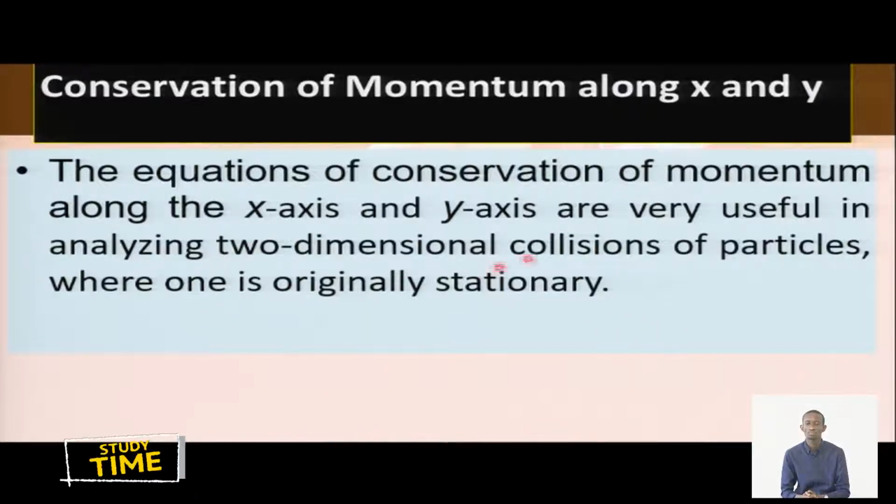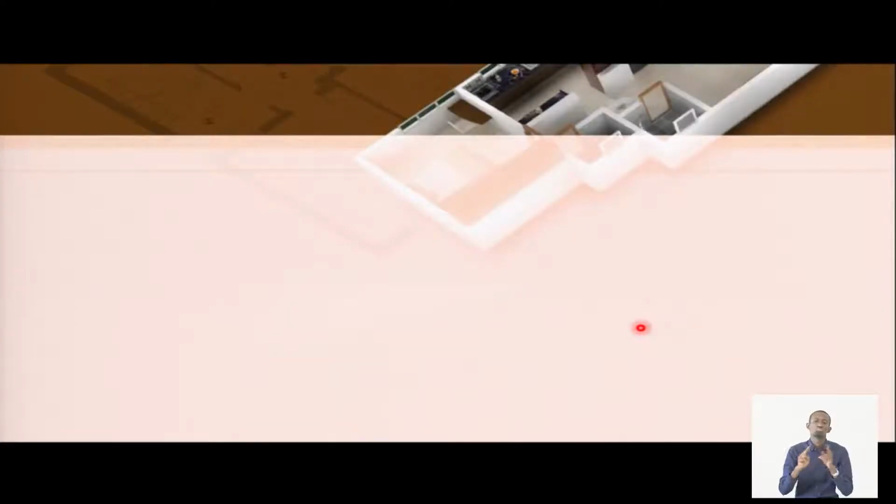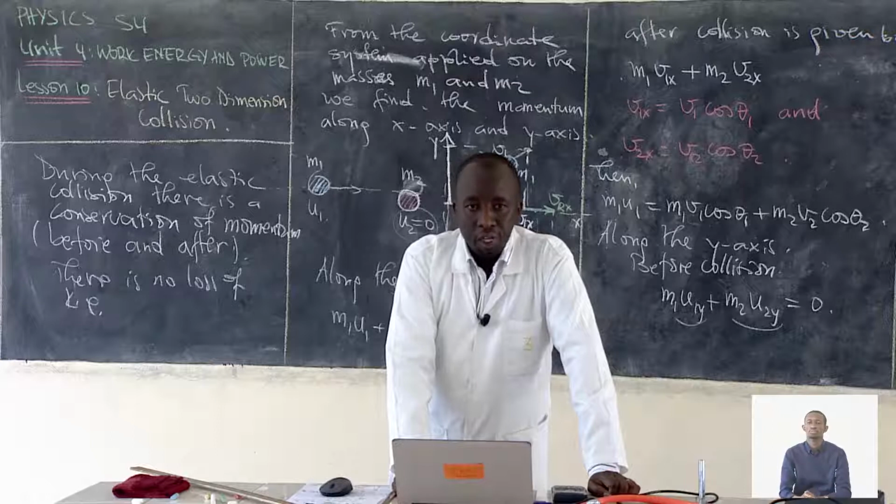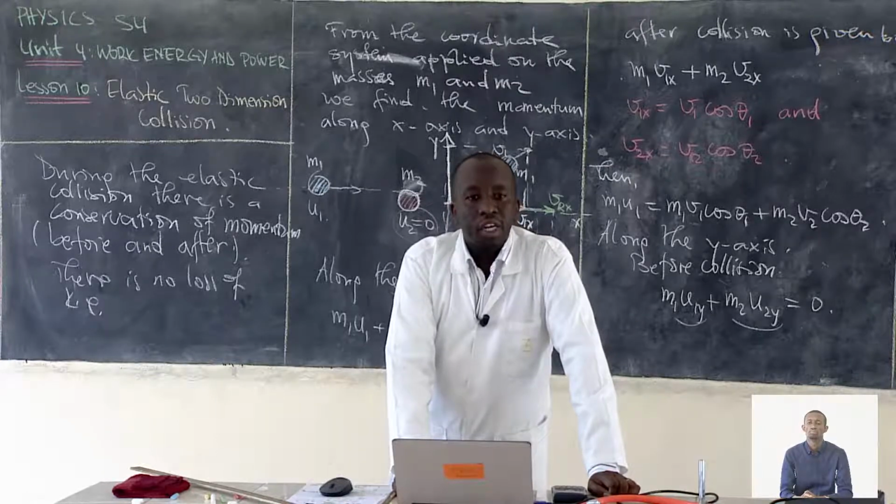The equations of conservation of momentum along the x and the y-axis are very useful in analyzing two-dimensional collisions of a particle where one is originally stationary. So one, we considered to be stationary, another, we considered to be moving. Okay, so here we have an example.